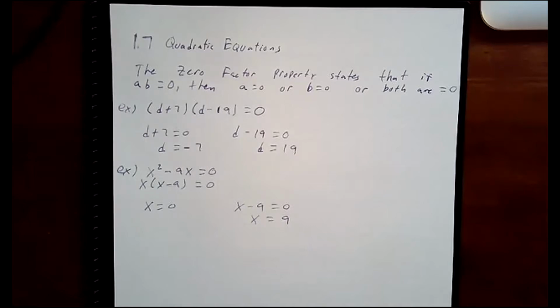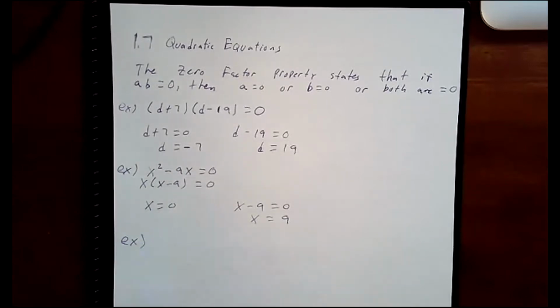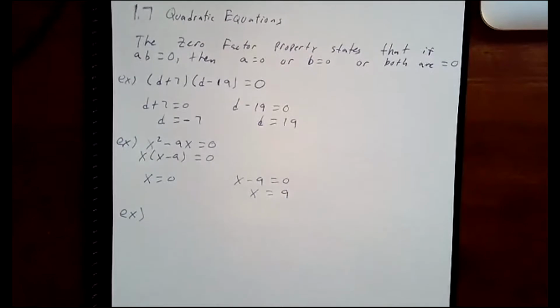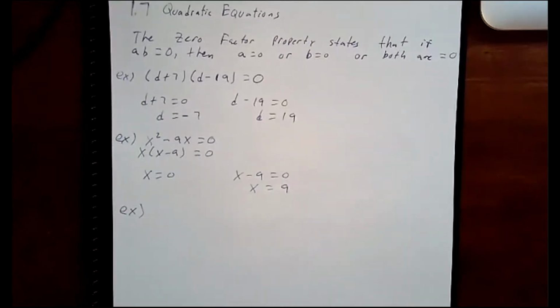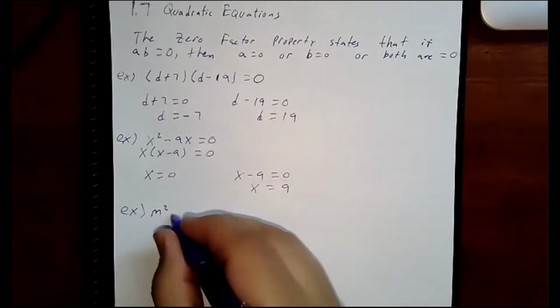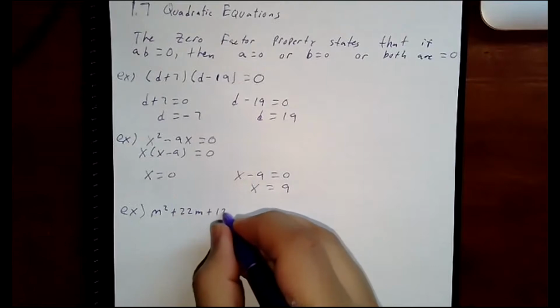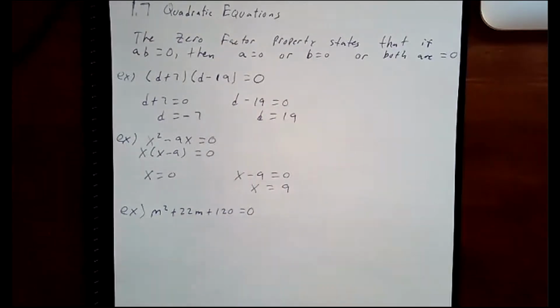All right, let's try to do something more difficult. Next question. m squared plus 22m plus 120 is equal to 0.